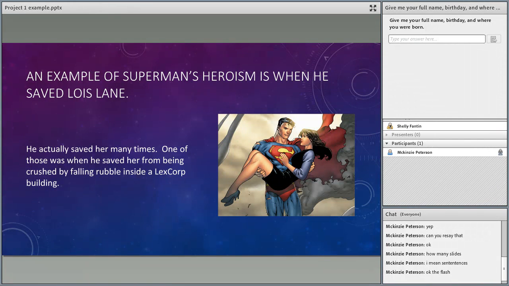On my next slide, I give a specific example. A specific example of Superman saving people is when he saved Lois Lane. He actually saved her many times. One of those is when he saved her from being crushed by falling rubble inside a LexCorp building. Okay, so I gave a specific example.